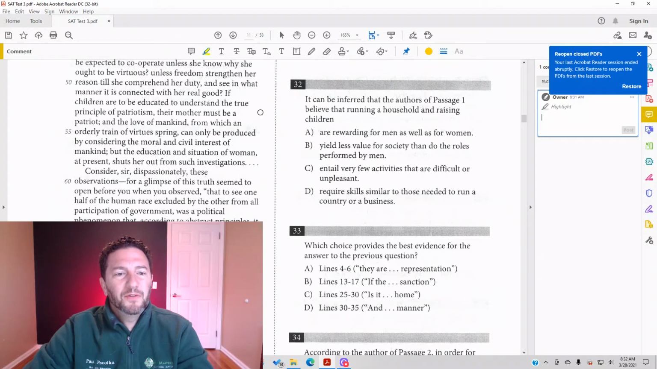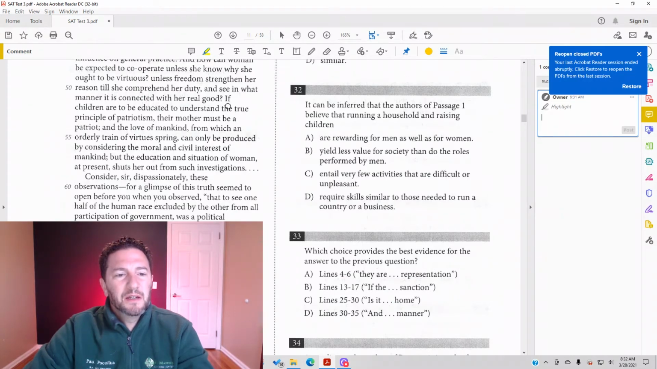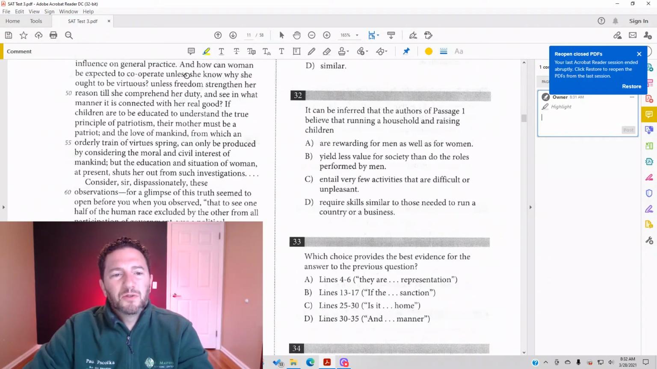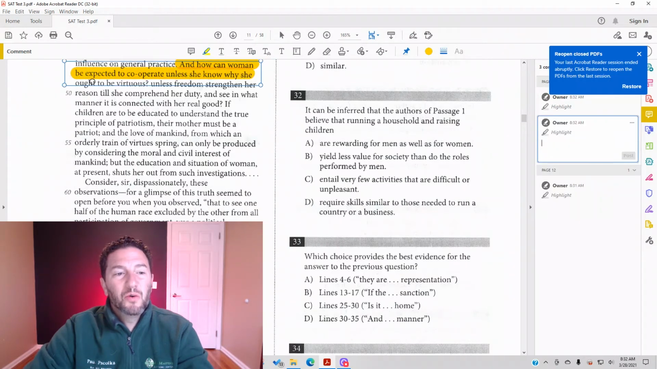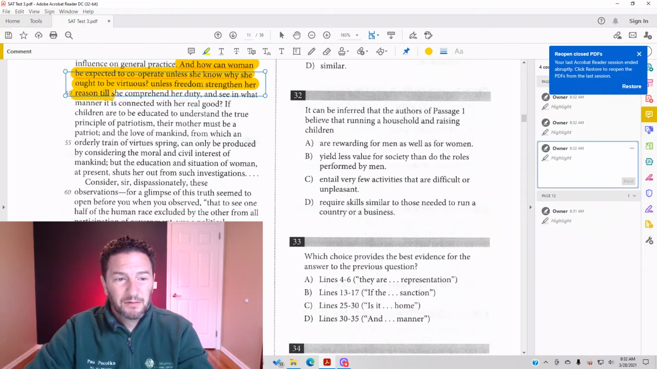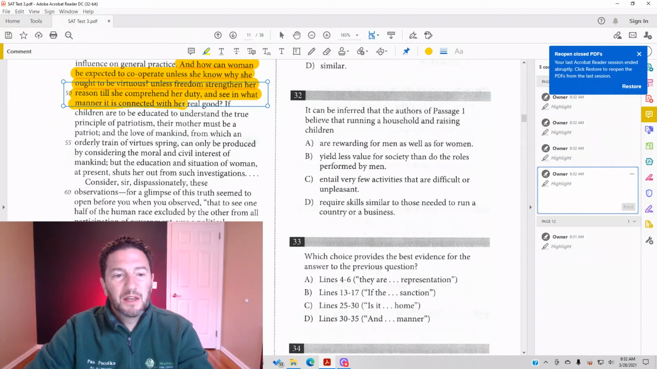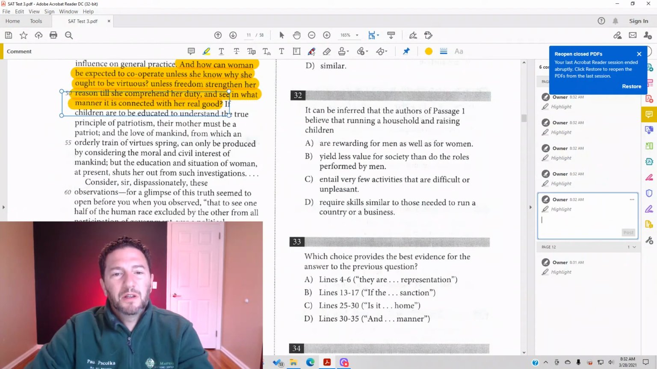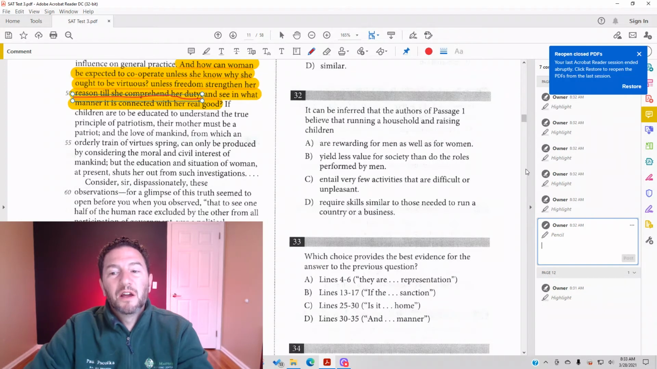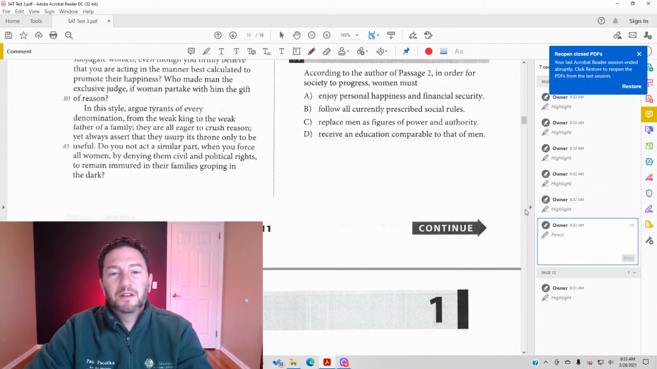And in line 50, we see what this passage is about. It's about women's rights. And it starts with, "And how can woman be expected to cooperate unless she know why she ought to be virtuous? Unless freedom strengthen her reason till she comprehend her duty and see in what manner it is connected with her real good." Notice what reasoning leads to: her comprehending her duty, understanding. We need the type of reason that's going to lead to understanding.